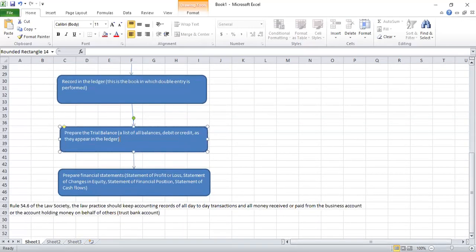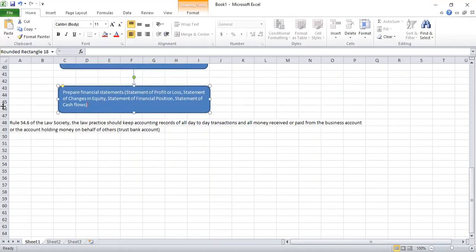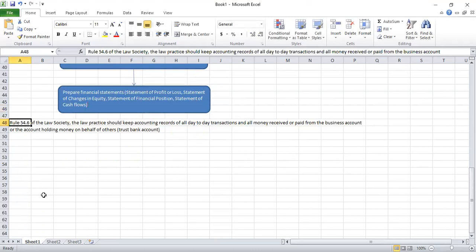After that, we prepare financial statements, which is a summary of the performance of the business over the financial year, which can calculate the profit, and can also show the statement of financial position, the assets and liabilities of the entity, and stuff like that. Right. Then we should also know that it is a requirement according to Rule 54.6 of the Law Society that accounting records should be kept on a day-to-day basis, recording all the transactions that happen within the life cycle of the business.